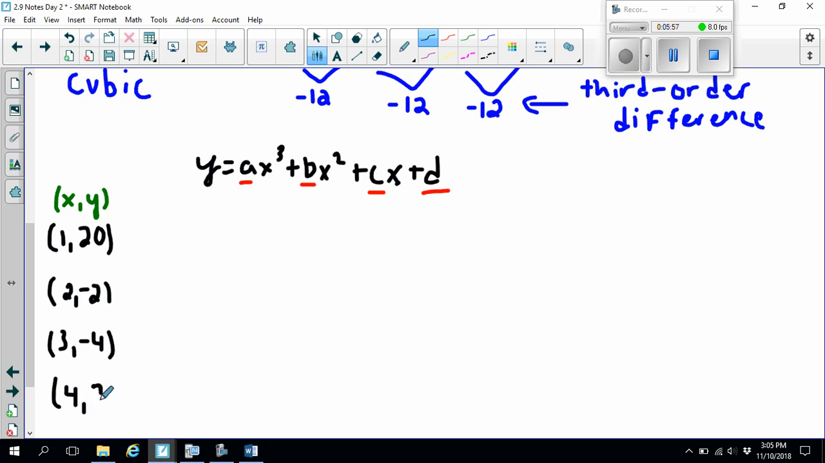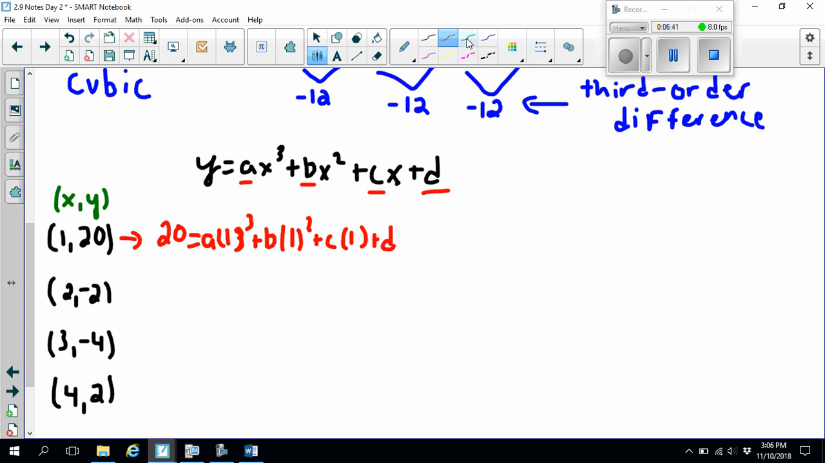Okay, so now what we're going to do is plug these points in for every place we see x and y. On the first one, (1, 20), notice that 20 is our y value, so we're going to plug it in for y. So we have 20 equals. Now a, we keep as a, because that's the coefficient we're trying to find. So we have a times 1 to the third, plus b times 1 to the second power, then plus c times 1, and then plus d.